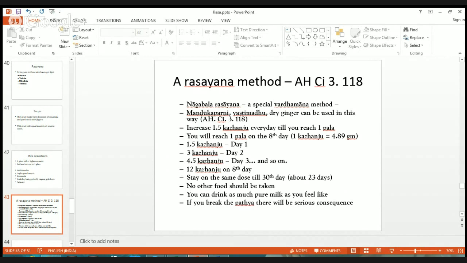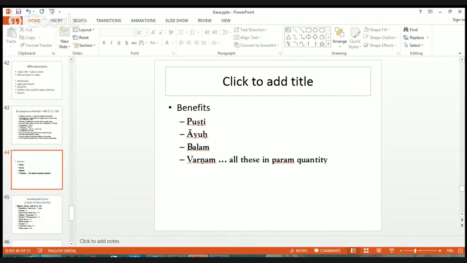But if you can follow it, it's got tremendous benefits. It's a very simple process. All it requires is some mental discipline, and the benefits of this rasayana: pushti, it nourishes all the organs of the body. The person becomes very strong. Ayu, it gives a long life.